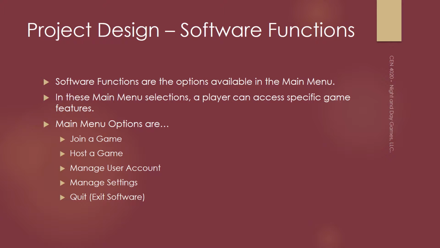The software functions define the specific game processes that a player may access when they begin the executable. By navigating through these main menu options, the player is able to perform different actions in the software. These options are join a game, host a game, manage user account, manage configurations and settings, and finally exit the software.